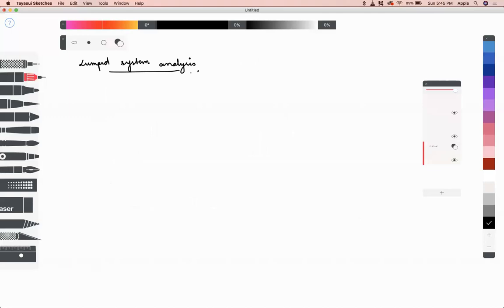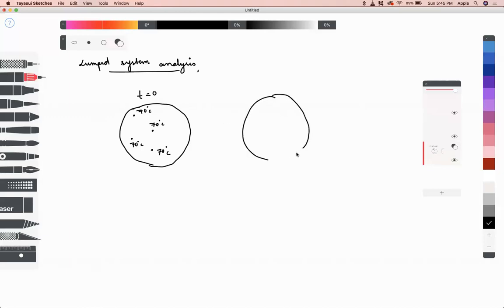So let's say I have a sphere, same scenario, which at time t equals 0, its temperature is 70 degrees Celsius. So no matter where you measure, everywhere it's 70 degrees Celsius. Then the same sphere, after some time, at time t equals, let's say, 5 minutes has passed, no matter where I measure, the temperature is 30 degrees Celsius.